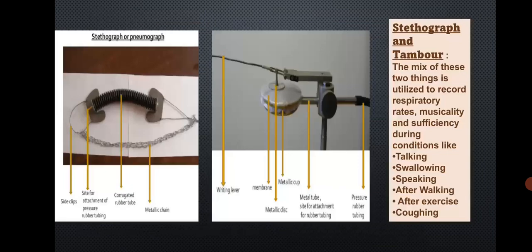Now you can see in this slide there is a picture of the stethograph and the Marey's tambour. You can see the labeling as well. Basically the combination of these two things helps us to record the respiratory rates in different conditions like talking, swallowing, speaking, after walking, after exercise and coughing, etc.